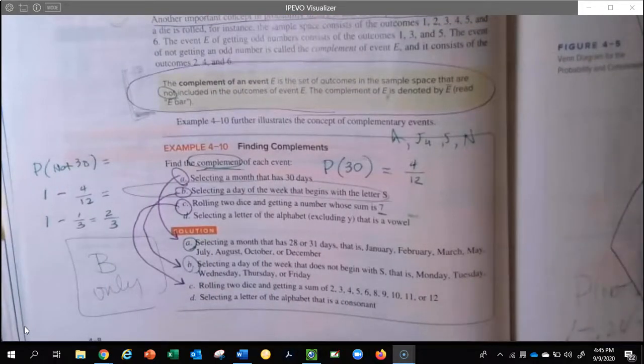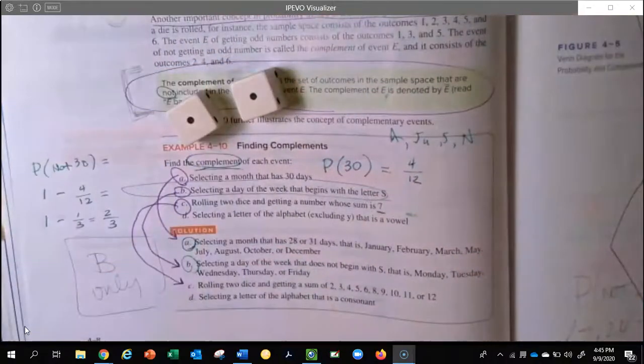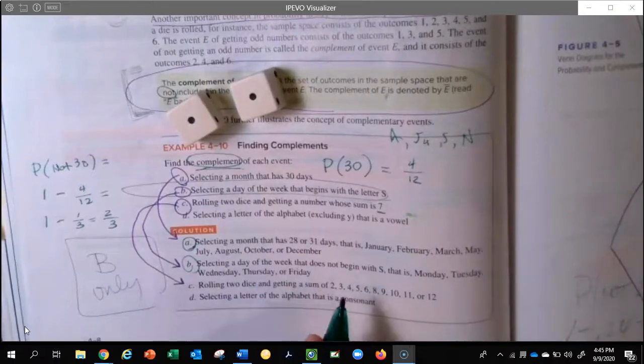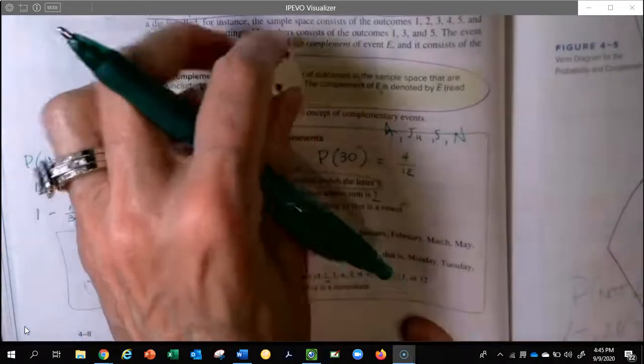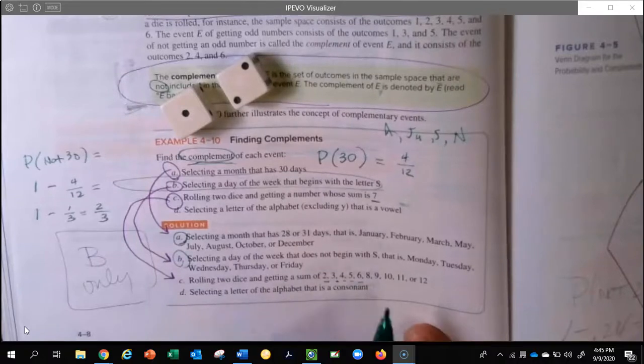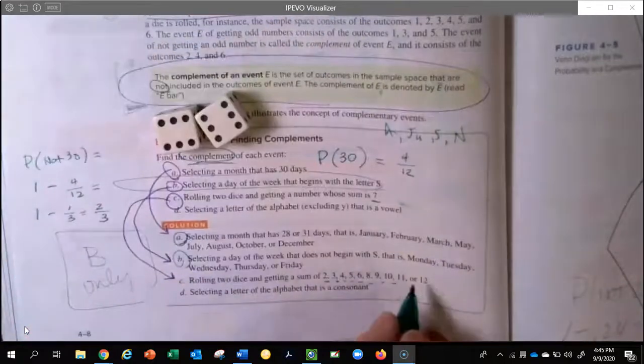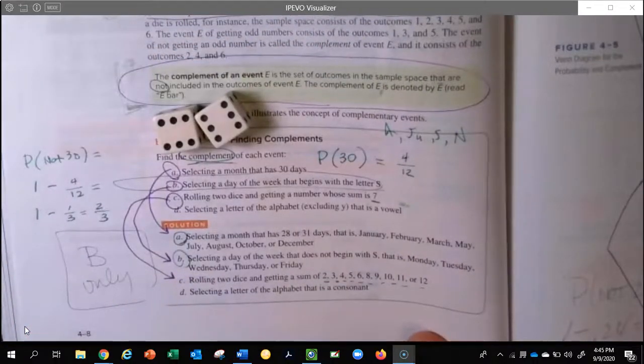Well, let's start with the lowest. And the lowest would be, we could get 2. So that's where they have listed. We could get a 3, a 4, a 5, a 6. Oops, we don't want to include 7. 8, 9, 10. How far do we go? Well, the biggest sum we can get is 12. So we'll keep going on up to 12.